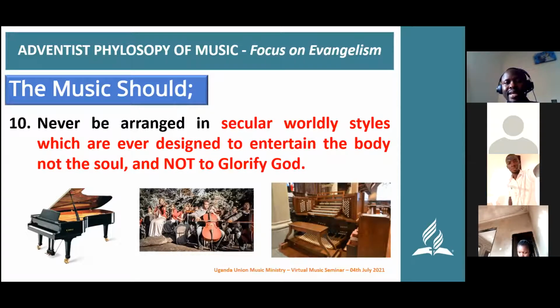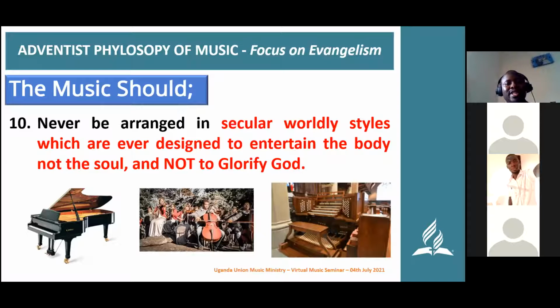The styles that we have, I can locally translate it as the rhythm in the song. If it's going into rock music, know that first and foremost, whatever content will be coming out of that will be entertaining the body, because rock music is designed for that. Yes, the body will feel hyped and all, but know that the soul is losing out and you are not glorifying God. So be very careful.